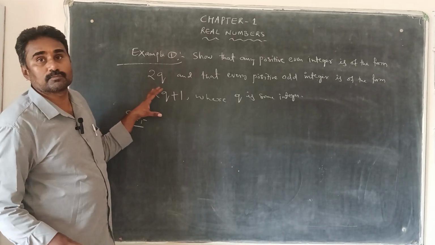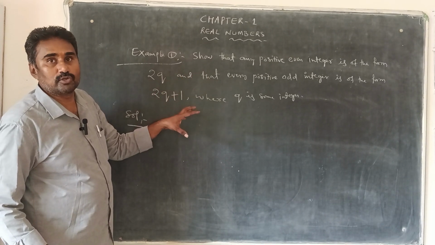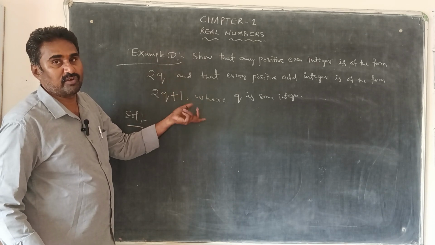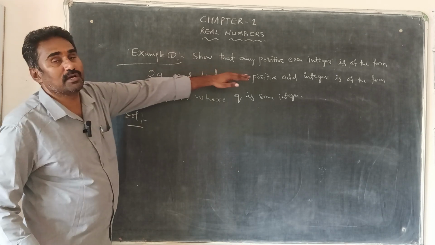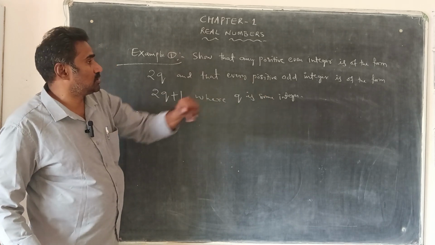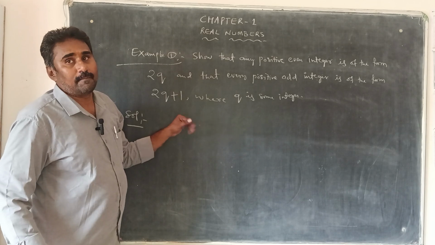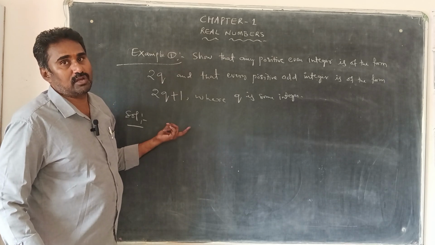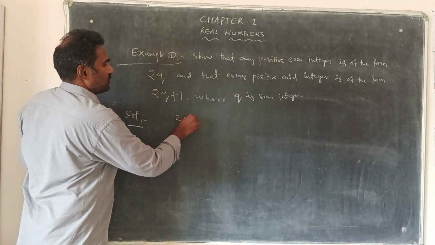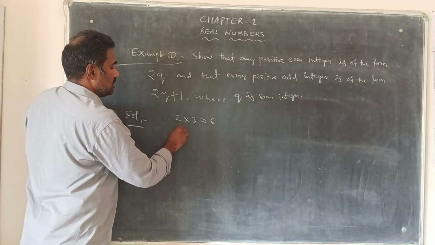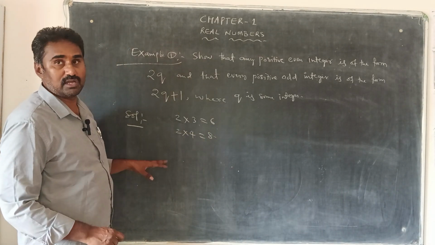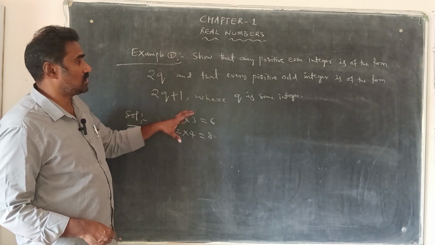Now I am going to explain example 1. It is related to the division algorithm. We have to say what form the numbers take whenever you do the division. Show that any positive even integer is of the form 2q and that every positive odd integer is of the form 2q plus 1. You know that generally an even number is written as 2 into any number. For example, 2 into 3 is 6, an even number, and 2 into 4 is also an even number. 2 multiplied with any number gives an even number, so the 2n form is nothing but an even number.